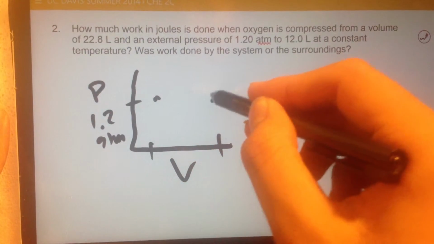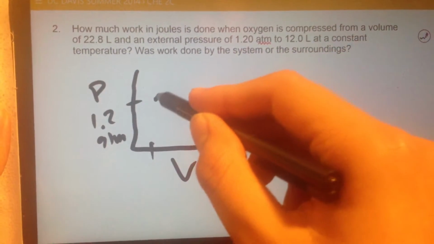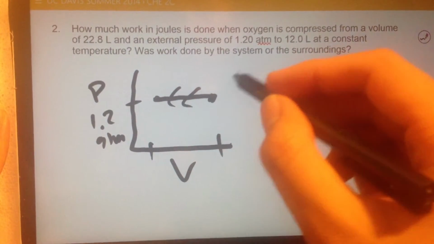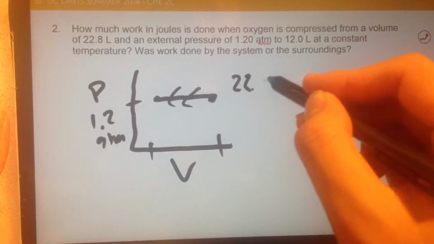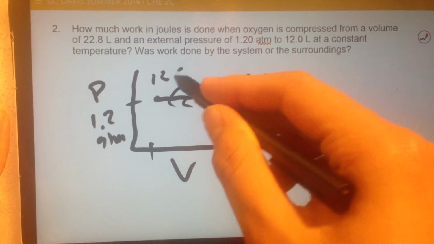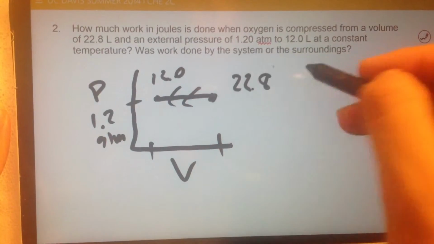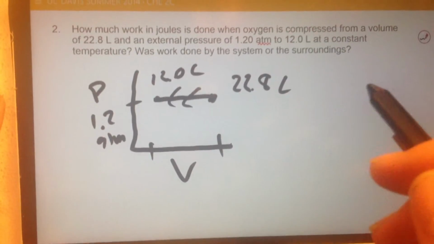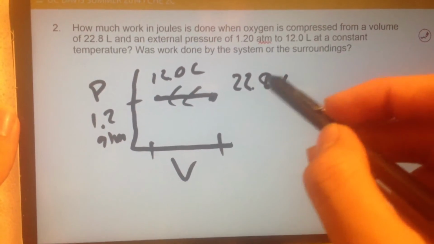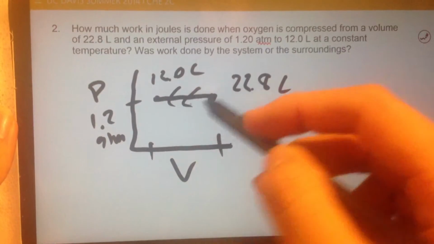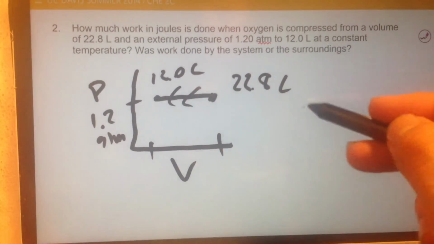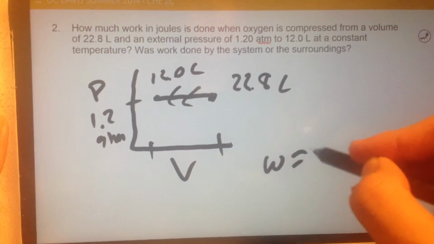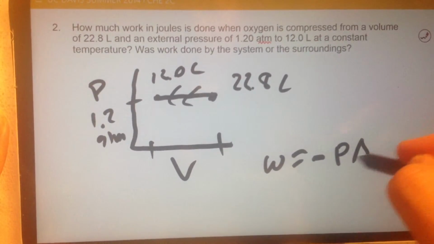So what we can do is we can use the equation right here, right? This is our change in volume, and it went this way. This is 22.8, and this is 12.0 liters, right? And that's very vital when we go to our conversion factor. So you take the 22.8 and you say, alright, it's going to 12, so what's that change in volume? Because our equation is work is equal to negative P delta V.